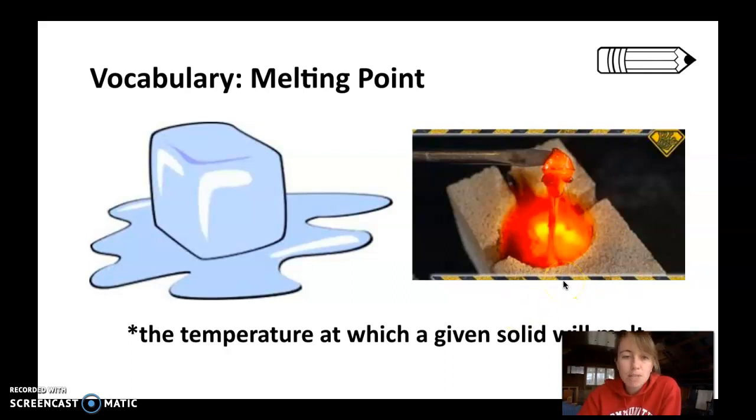I want you to pause the video and think about, does metal have a higher or lower melting point than water? Go ahead and pause and think about that. Okay, so this picture over here is an example of molten metal or melted metal. Metal has a much higher melting point than water. So you can think about, if you hold an ice cube in your hand, it's definitely going to melt. It'll take a little bit of time, but it's definitely going to melt. If you hold metal in your hand, it is not going to melt because it would take a really strong fire to melt that metal.